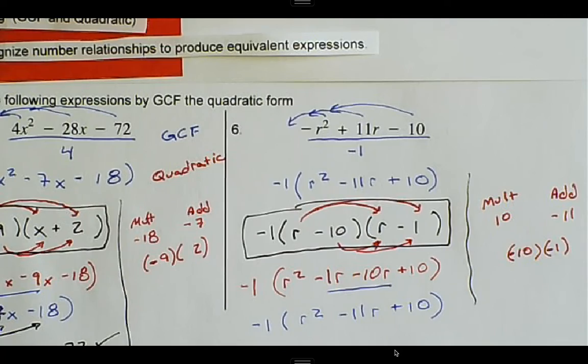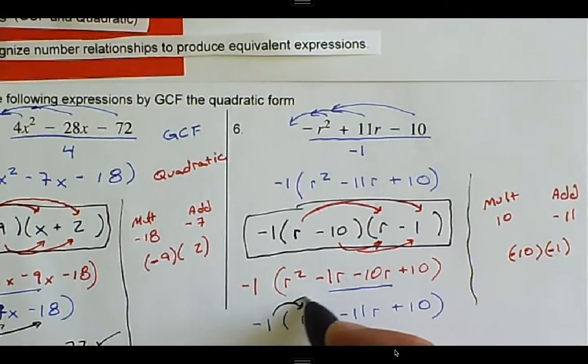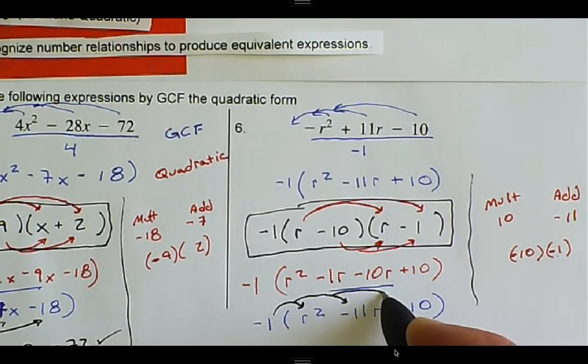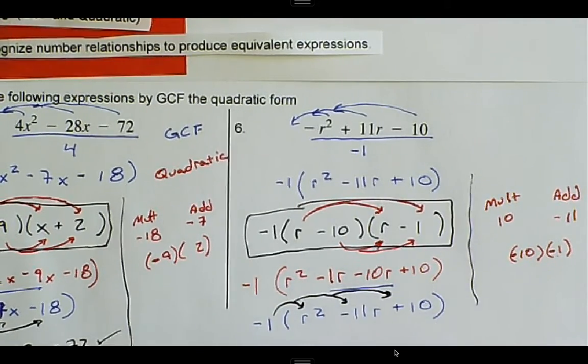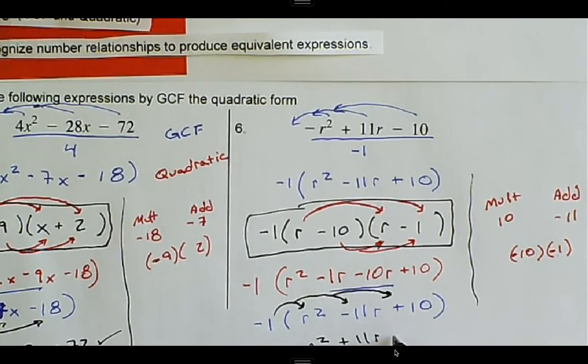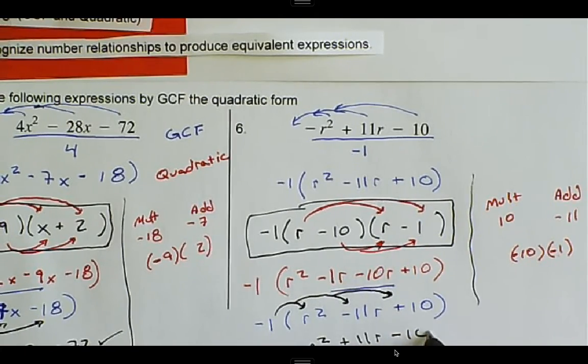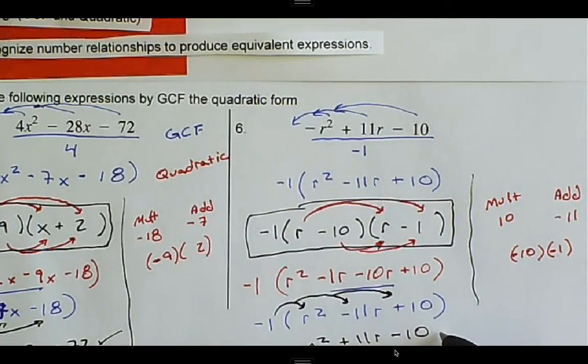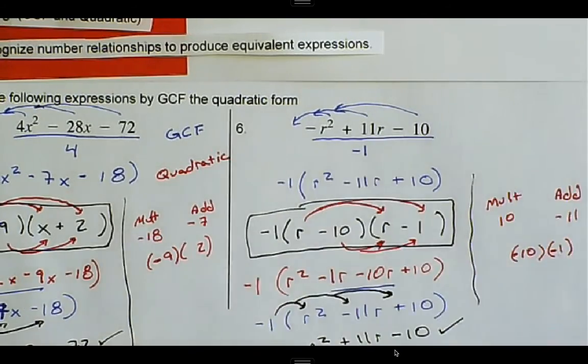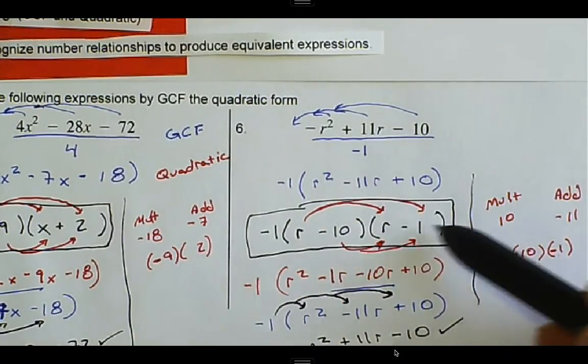And then the last step in the process to check, we just distribute the negative 1 to all the parts. So basically we're just changing the sign. And we get negative r squared plus 11r minus 10. And then we see that our checked equation matches what we had originally. So then this is the factored form.